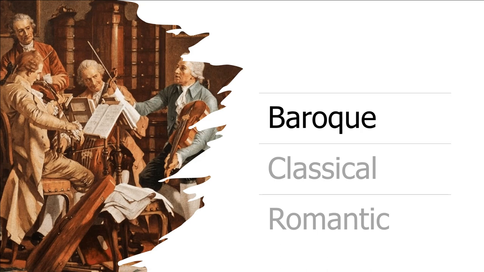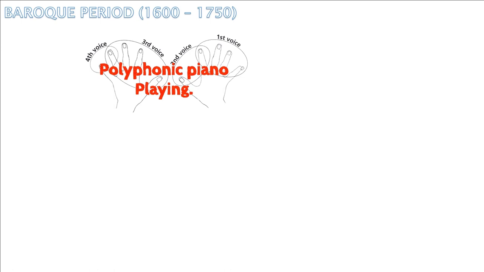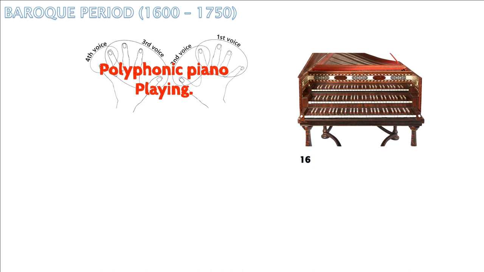The Baroque period is characterized by polyphonic melody, whereby the left hand and right hand of the piano are playing multiple independent melodies. There's this harpsichord, which is the ancestor of the piano. It has a limited range of sound due to its small keyboard. Besides, the melodies of this period are generally energetic and spirited.